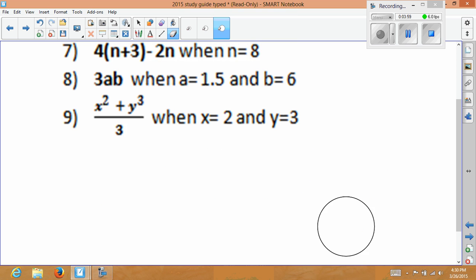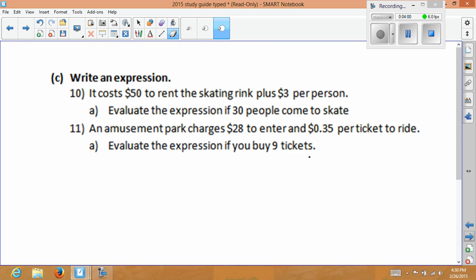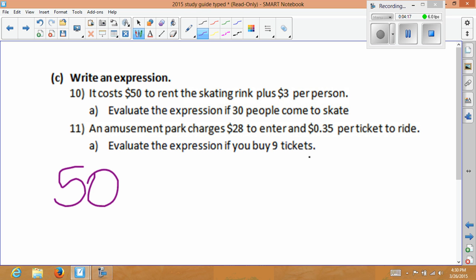Okay, next part, write an expression. So it costs $50 to rent the skating rink plus $3 per person. So the first thing I'm going to do is I'm going to write my expression. So I know if I'm going to go to the skating rink, I'm going to have to pay $50, no matter what. One person comes, I pay $50. 20 people come, I pay $50. A million people come, I pay $50. Plus $3 a person. But I don't know how many people I'm inviting. So this is how you would write that.